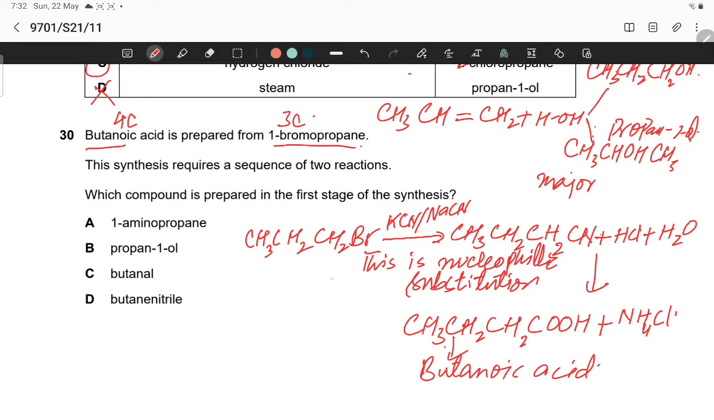Butanoic acid is formed from 1-bromopropane. The synthesis requires a sequence of two reactions. This is one reaction and this is the second reaction. Which compound is present in the first stage? In the first stage of the synthesis, 1-aminopropane is incorrect. Propan-1-ol is incorrect. Butanol is incorrect. So this is butanenitrile. D option is correct.